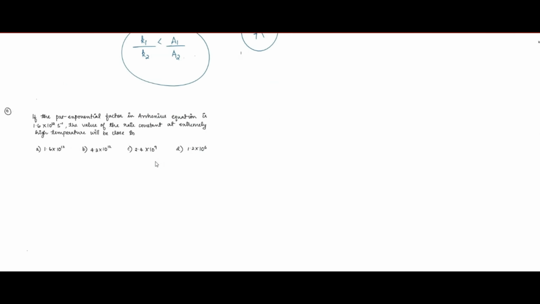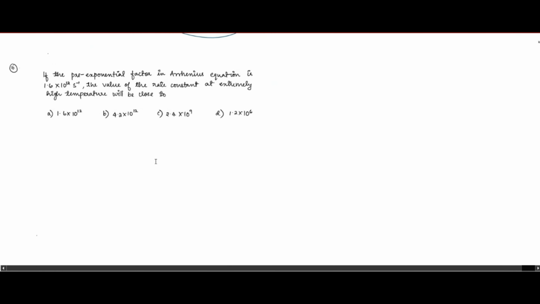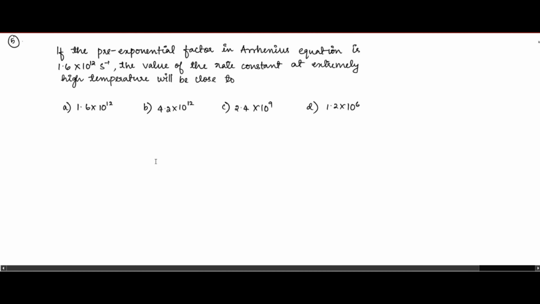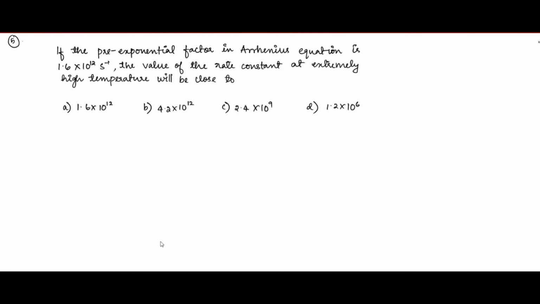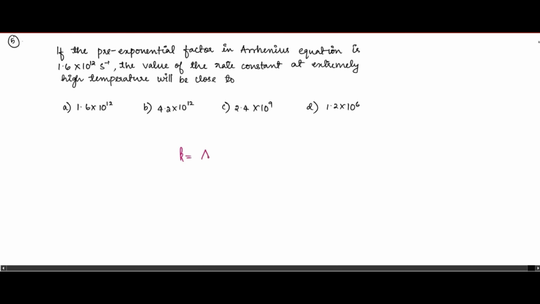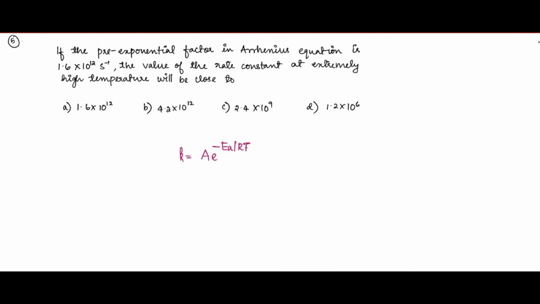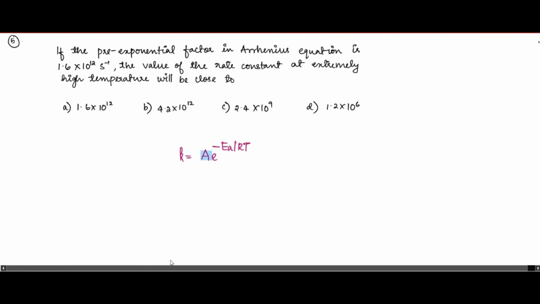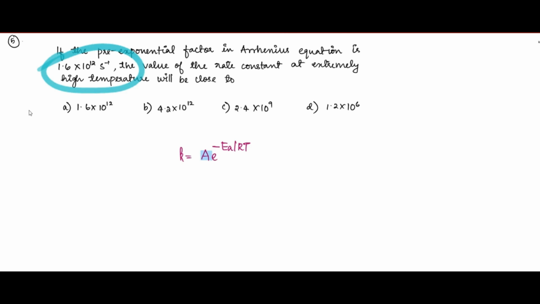Next question, a very simple question, but still people ask. Read the question and check if you can try it on your own. If the pre-exponential factor... what is the pre-exponential factor? We said the Arrhenius equation is k is equal to A e to the power minus Ea by RT. The pre-exponential factor is A. So the pre-exponential factor in the Arrhenius equation is given to be 1.6 into 10 to the power 12 per second.